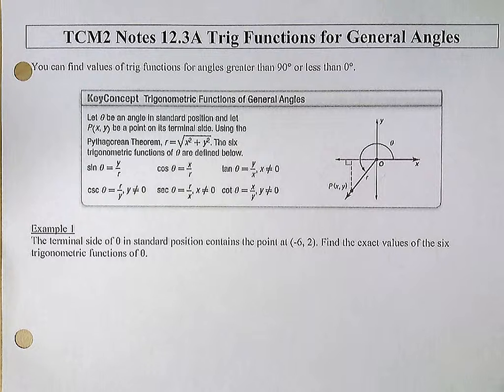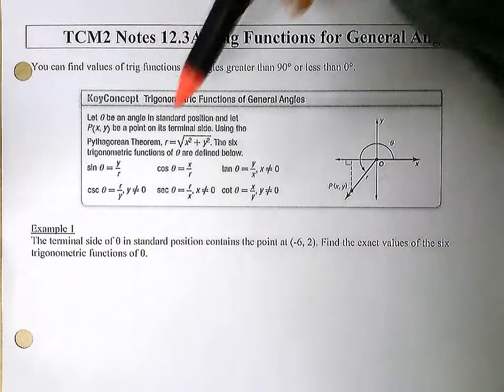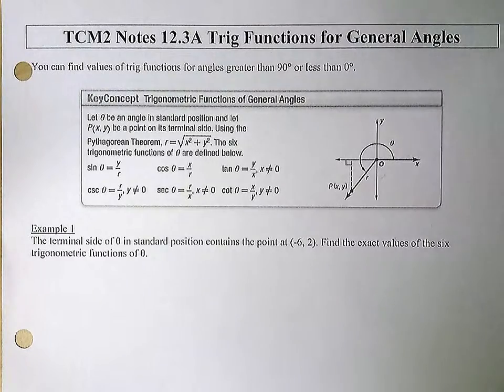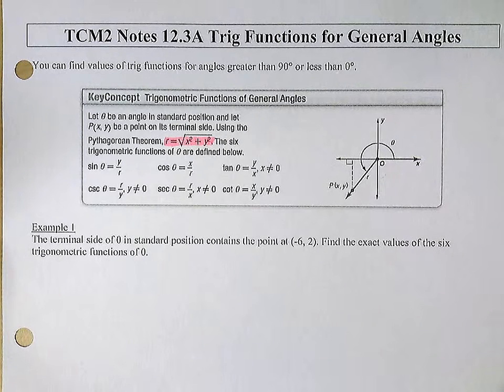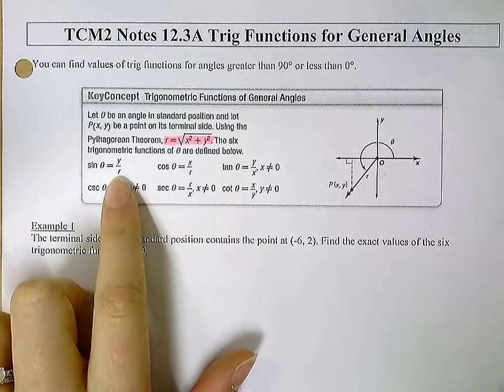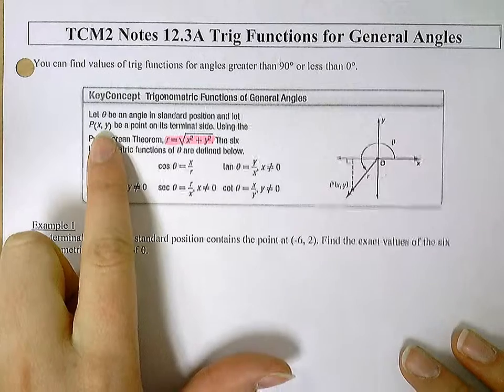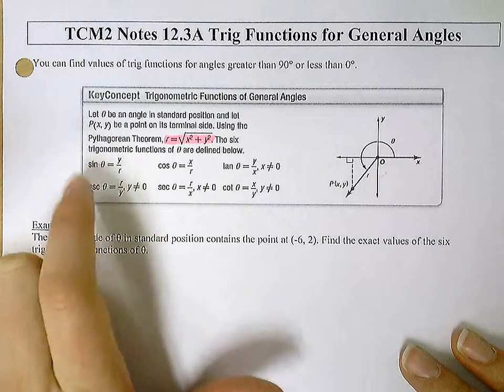So let theta be an angle in standard position, and let P, that point (x, y), be a point on the terminal side. Using the Pythagorean theorem, we can find this r value by taking the square root of x squared plus y squared. Then the six trig functions of theta are defined below. We have sine, cosine, tangent, and everything else laid out in terms of x, y, and r. So x and y are the point you're given. Those are your x and y values.